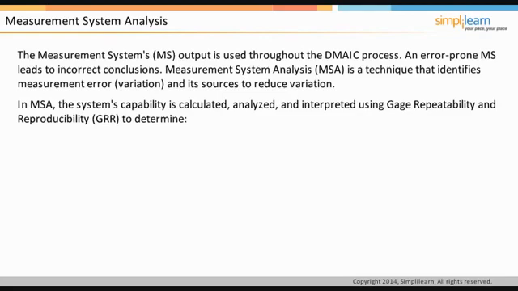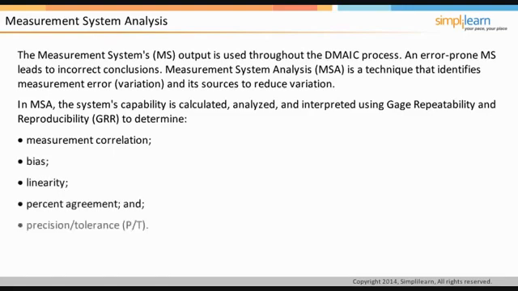MSA is therefore one of the first activities in the measure phase. The measurement system's capability is calculated, analyzed, and interpreted using gauge repeatability and reproducibility to determine measurement correlation, bias, linearity, percent agreement, and precision or tolerance. Let us discuss the objectives of MSA in the next screen.